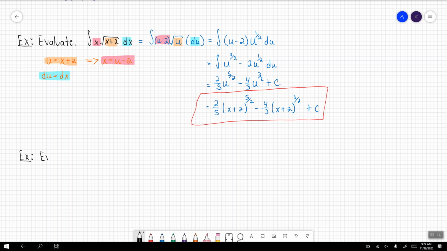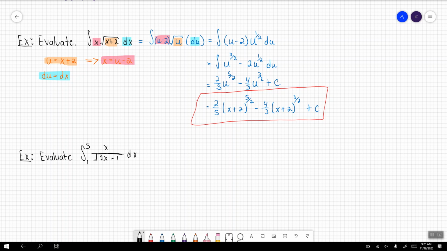Let's go with evaluate the integral from 1 to 5 of x divided by square root of 2x minus 1 dx. All right, so we can try a few different substitutions here.